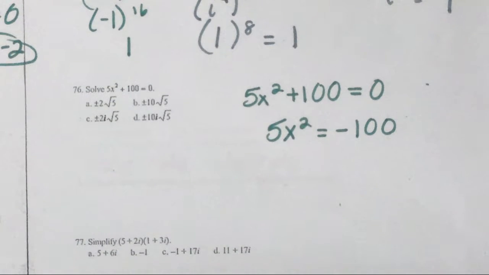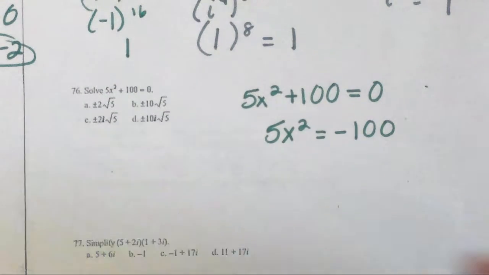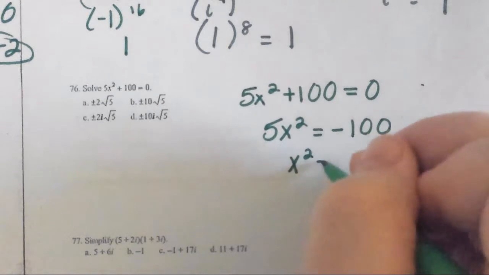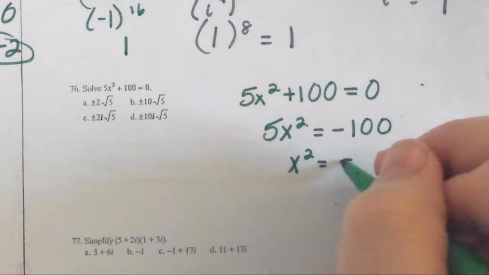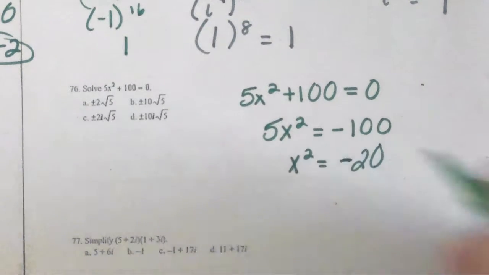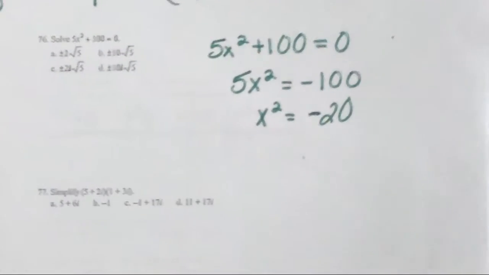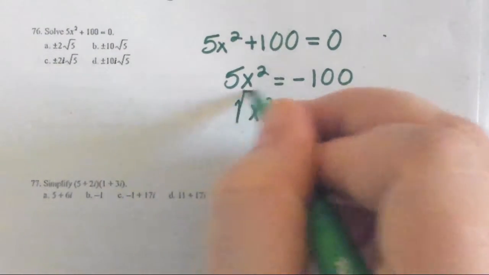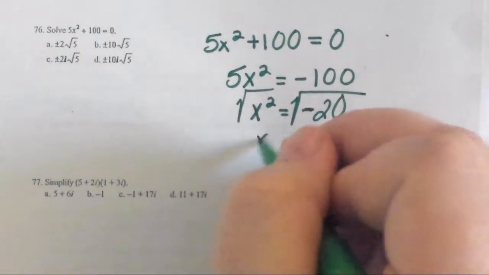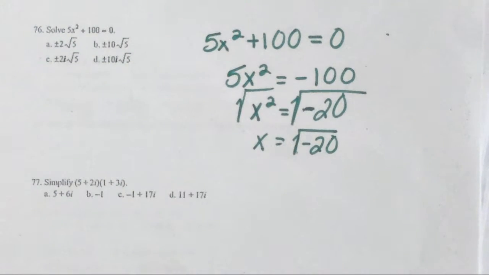I'm still going to divide by 5, so I'm still pulling out 5. So I get x squared equals negative what? Yes, it's 20. So I've got -20. I need to take the square root of both sides. So I've got x equals the square root of -20. I'm not going to leave it like that, am I?